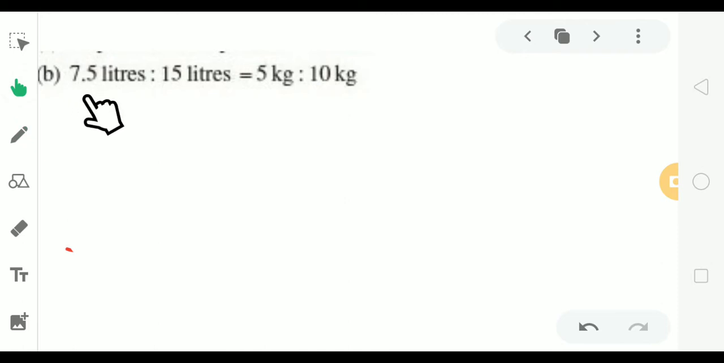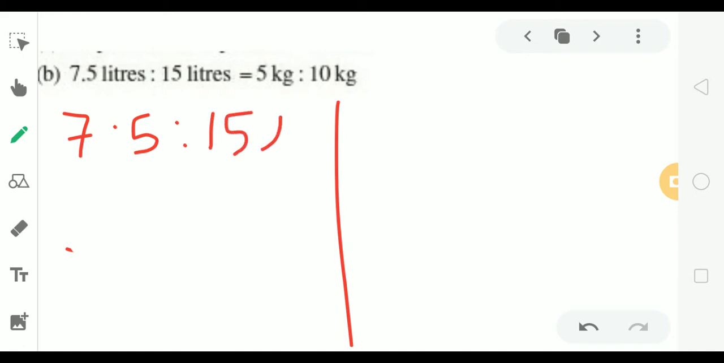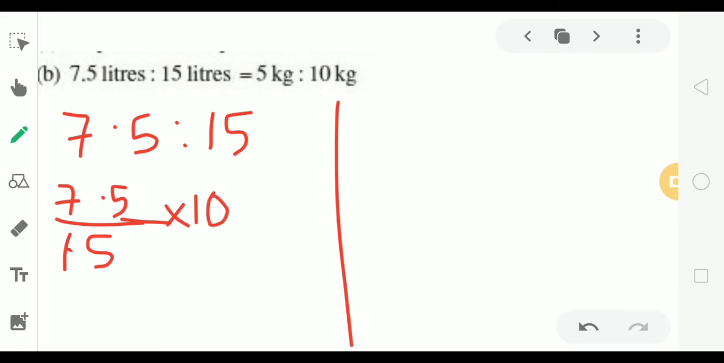Here 7.5 liters is to 15 liters is equal to 5 kilogram is to 10 kilogram. We have to check whether the proportion statement is true or false by taking ratio by ratio. The first ratio is 7.5 liters is to 15 liters. We write it as the fraction 7.5 over 15. The numerator is a decimal number. In order to avoid the decimal, we multiply both numerator and denominator by 10. So this becomes 75 over 150.